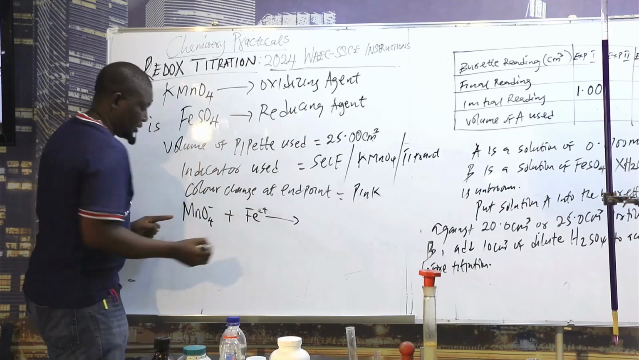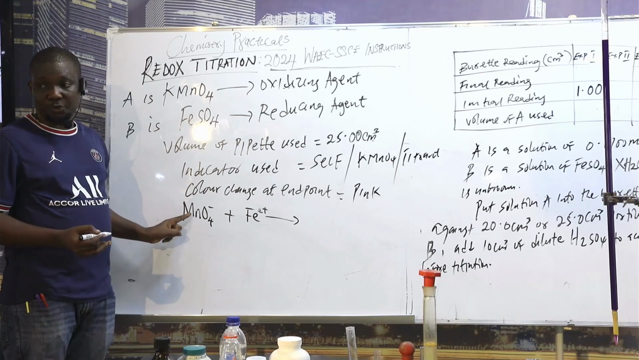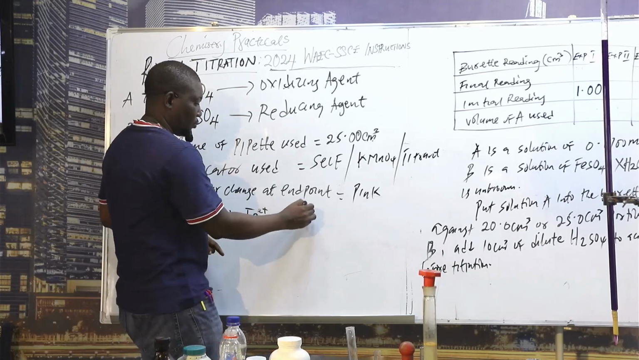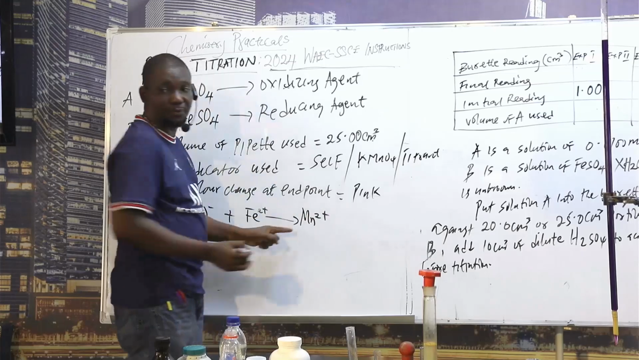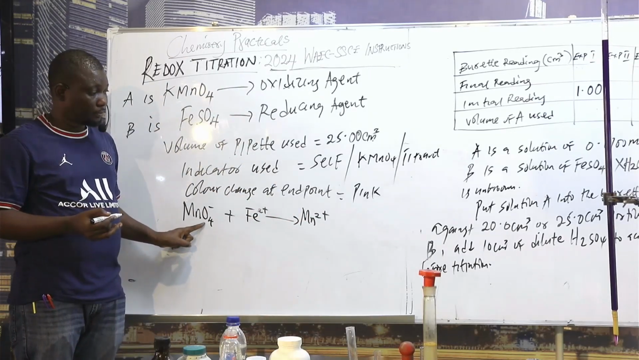So what you have now is Fe2+. Now the reason why MnO4 minus is an oxidizing agent is that in the course of the reaction, it is reduced from +7 to its lowest oxidation state of +2, having lost its oxygen atoms.